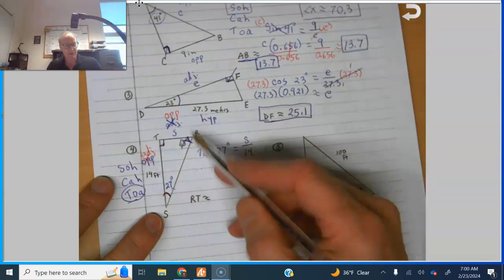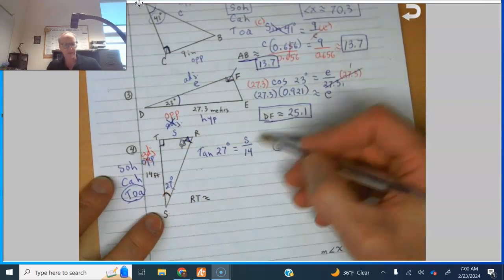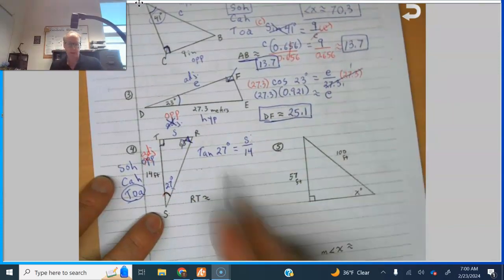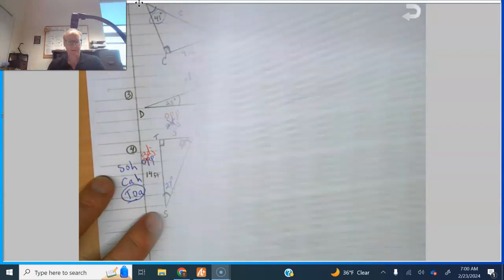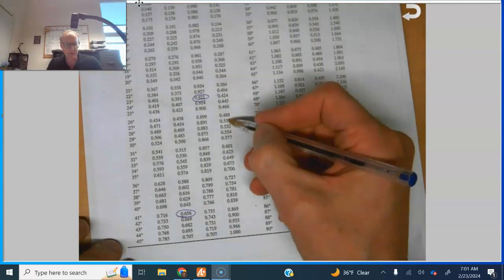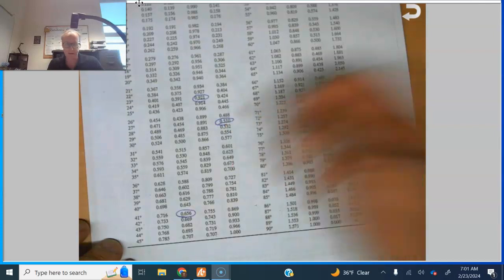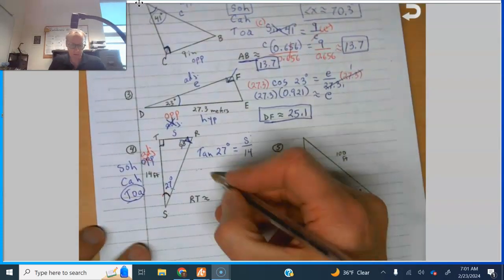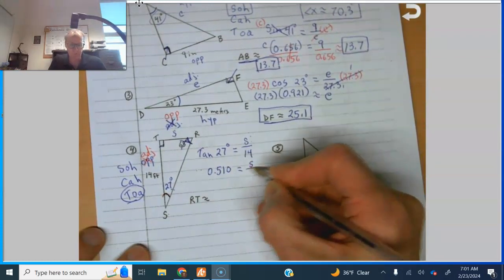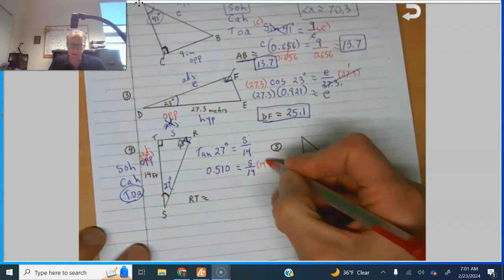Opposite and adjacent change when you change the angle. So the complements have reciprocals of one another. Lots of information there. Anyway, tangent of 27. Here we go. Nothing like going off on a tangent. Tangent of 27 is 0.510. There it is, 0.510. And it's equal to S over 14. And I'm just going to multiply by the 14 on both sides. That's why I did that.